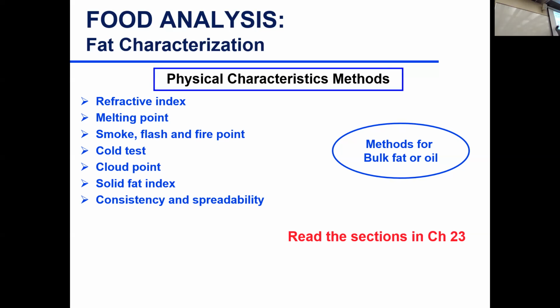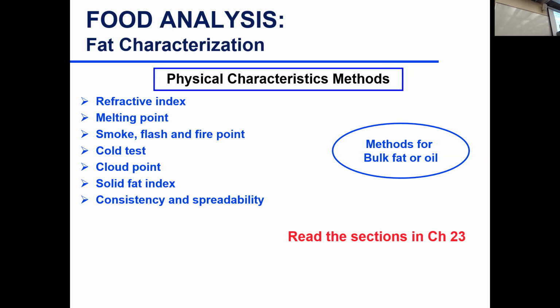Cold and cloud test or point. This is done to check the degree or the success of winterizing. So remember, I told you winterization is done to clarify the oil by removing the waxes. And the cold test and the cloud test are basically similar. You just reduce the temperature of the oil and watch for cloudiness or sedimentation to determine how successful the winterization step was.